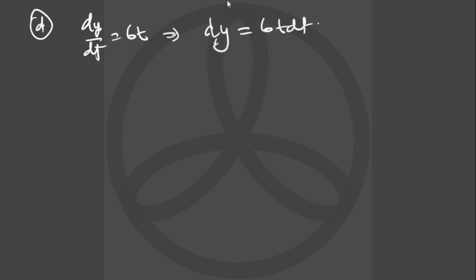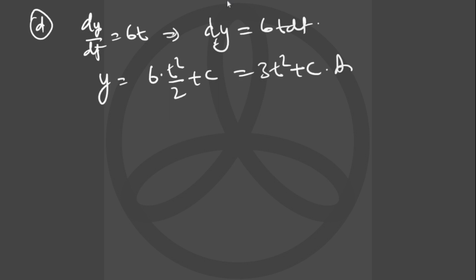Exactly similar is question D. Question D is dy/dt is equal to 6t. I will not spend much time on this. Simply write dy is equal to 6t dt, apply integration on both sides to get y is equal to 6t square divided by 2 plus c, or 3t square plus c. This is the answer. Then we have E.